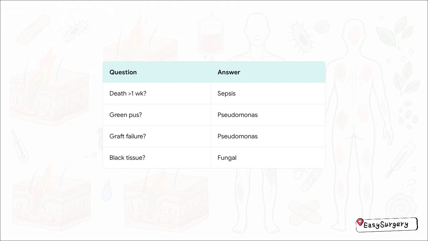Conversion of a partial to a full thickness wound. Question 10. Most common cause of graft failure? Again, Pseudomonas. Question 16. The single most effective way to reduce infection? Early excision and grafting. And question 19, black necrotic tissue strongly suggests what? A fungal infection, like Mucor or Aspergillus.